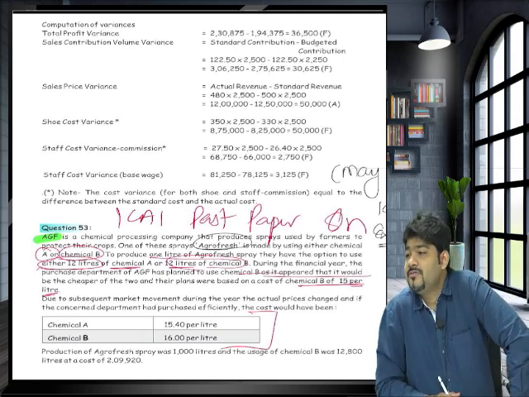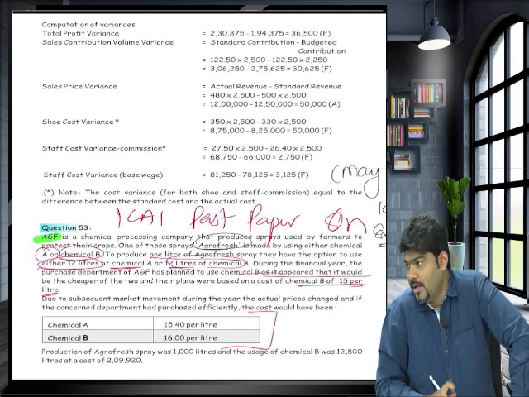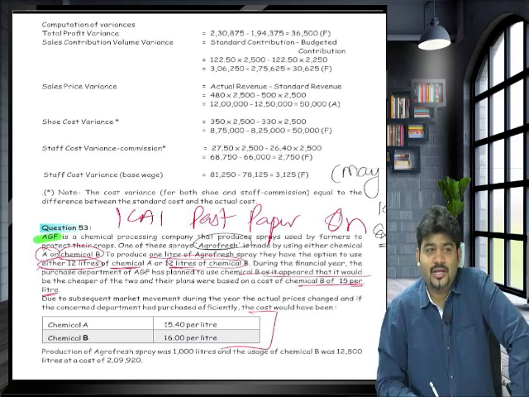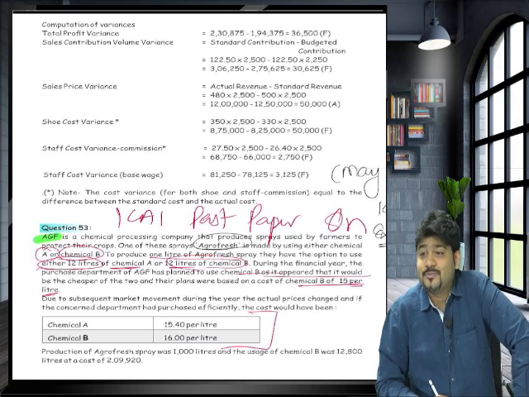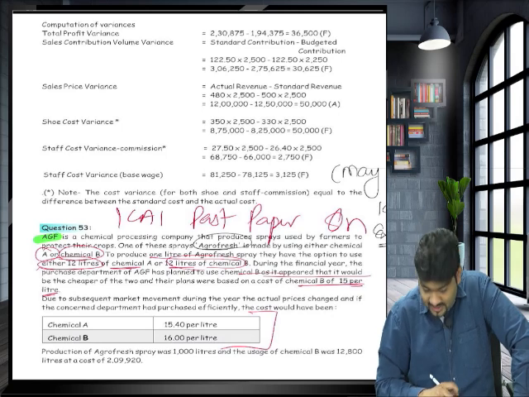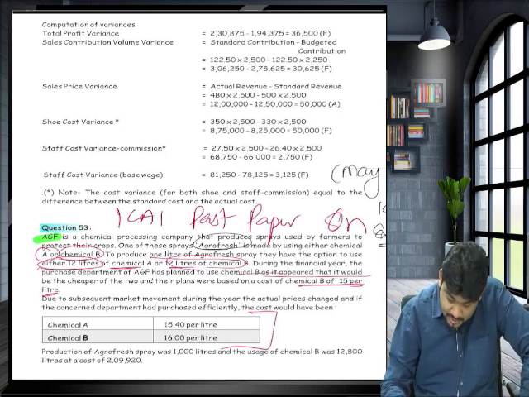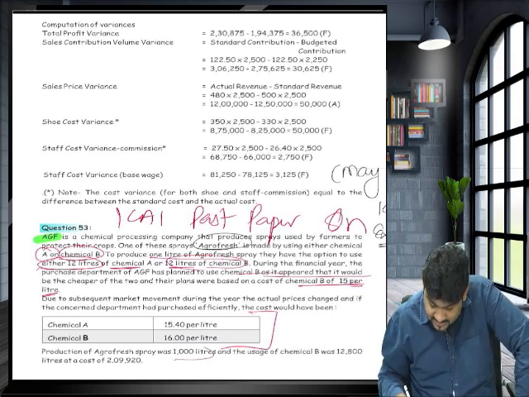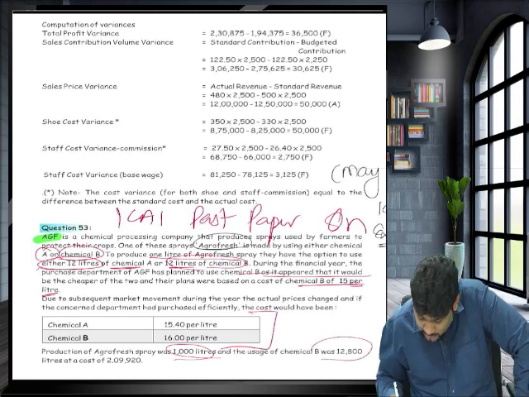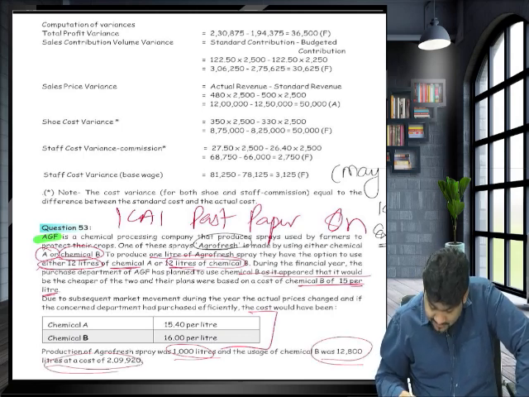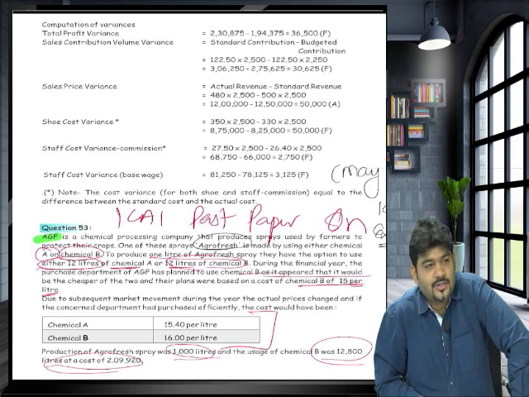Now we have chosen chemical A or B. We have chosen B, but eventually when the purchasing is happening, can I say A has become cheaper? Yes. Similar to our PG and PD? Yes. Are we clear, everyone? Okay. Production of AgroFresh spray was 1000 liters. Usage was 12,800 liters at a cost of 2,09,920. Can I say this is actual information?